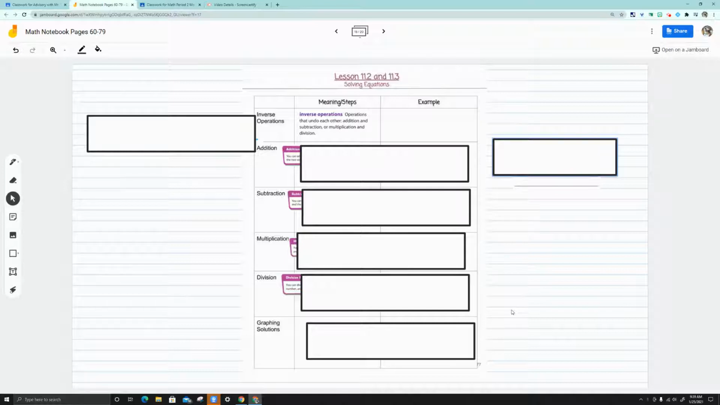This is involving lessons 11.2 and 11.3, solving equations. So this week we're going to be solving equations instead of just evaluating expressions. So I'm going to zoom in so you can see a little better.